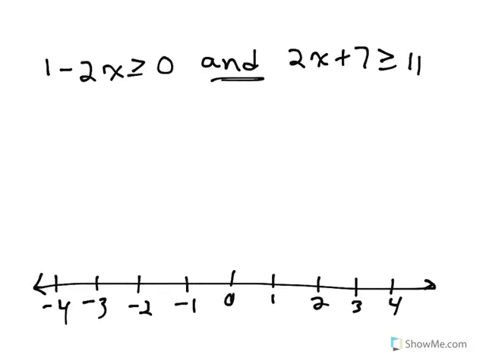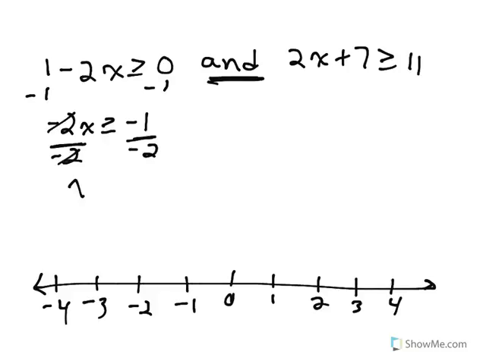Another example using the word "and." 1 minus 2x is greater than or equal to 0, so I'm going to subtract 1 from both sides. Gives me negative 2x is greater than or equal to negative 1. Divide both sides by negative 2, and remember we're dividing by a negative, so therefore we must turn that symbol around, and that gives us positive 1/2.